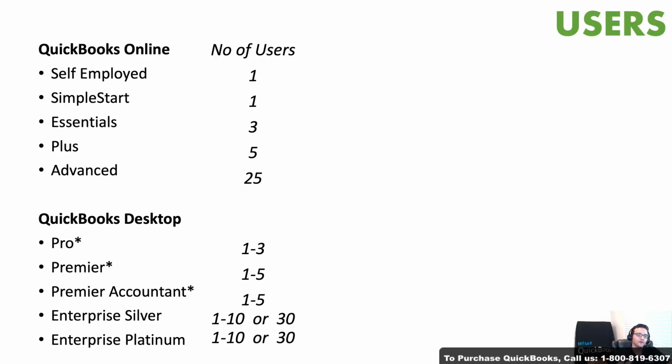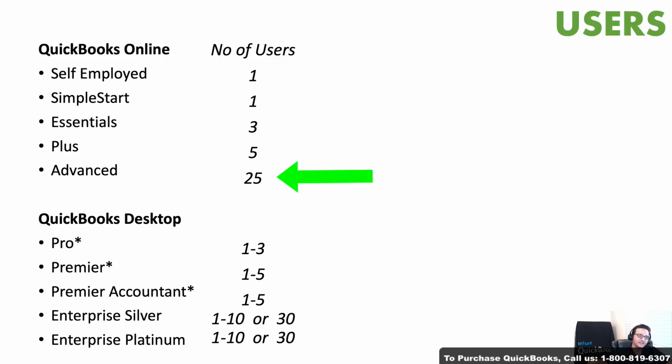Now, in the QuickBooks Online world, it's also important to know how many users are going to be accessing your accounting system. The two simplest versions of QuickBooks Online, which are QuickBooks Online Self-Employed and QuickBooks Online Simple Start, only allow one user to access it at the time, plus an external accountant. If you move to QuickBooks Essentials, you can have up to 3 users access it at the same time. And the next version is QuickBooks Online Plus, which allows you to have up to 5 users at the same time. You have to move up all the way to the highest version of QuickBooks Online, which is QuickBooks Online Advanced, which will give you up to 25 users.